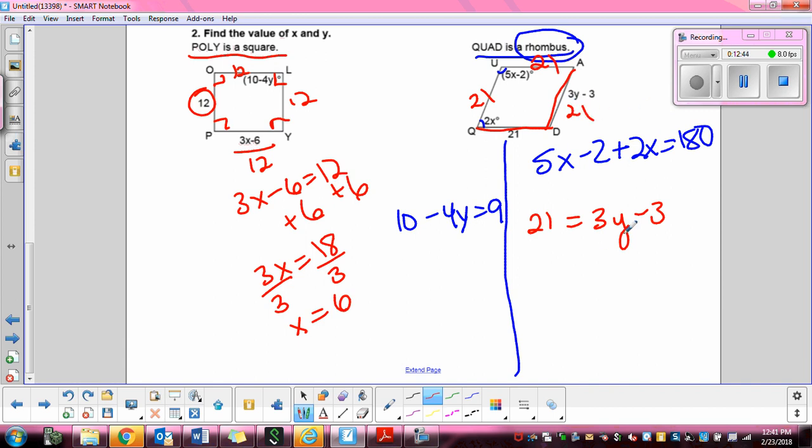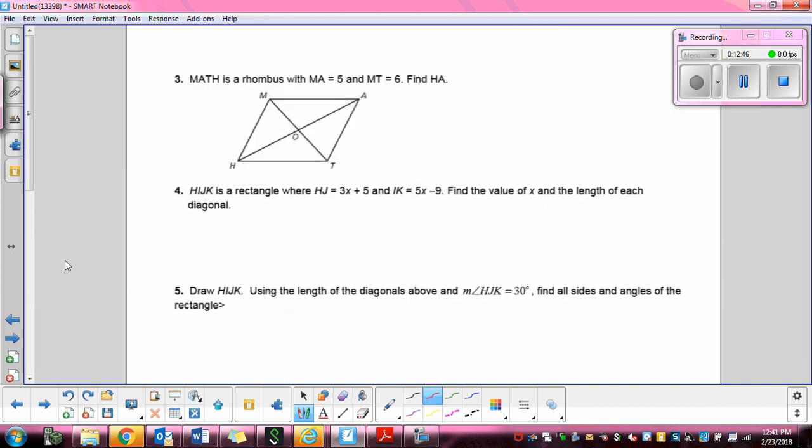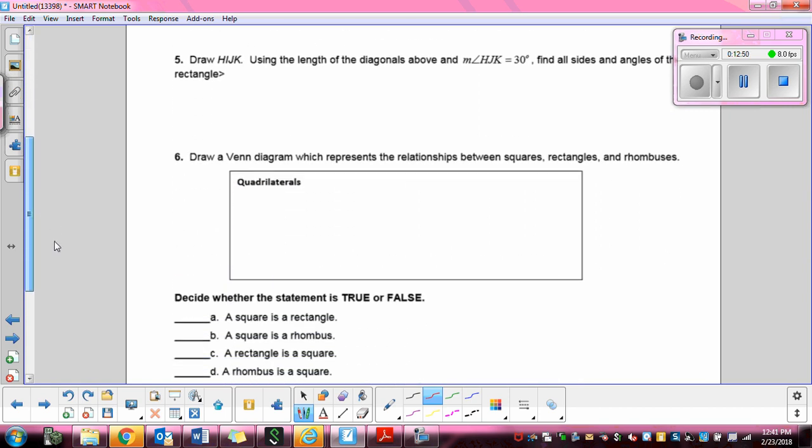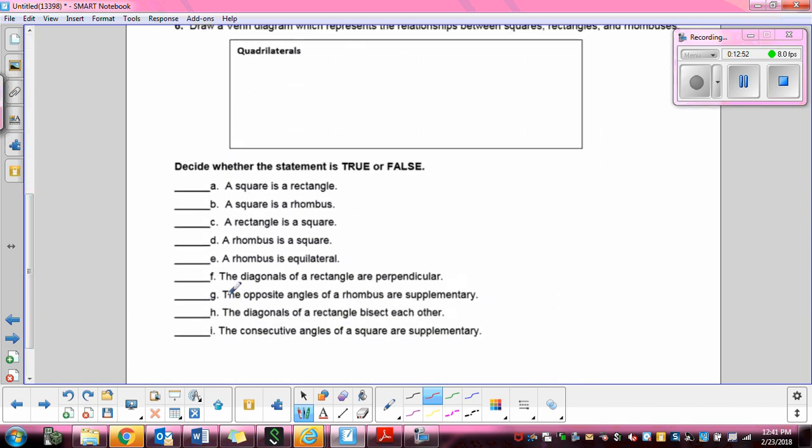And solve for y. Alright guys, I want you guys to try some of these out, and we'll go over some of them in class. You do have a couple of true and false. You can look at your previous notes that we just did today, or you can Google it.